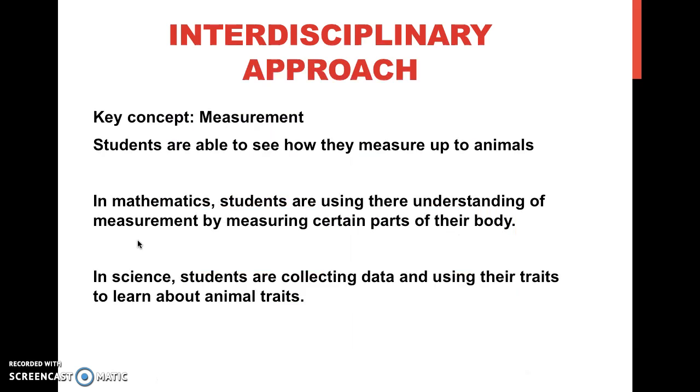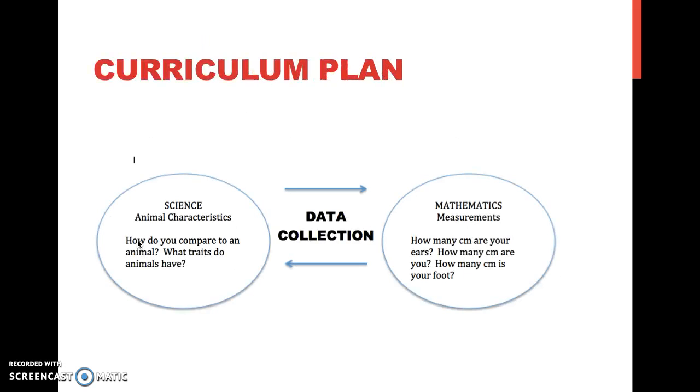For this activity, I thought it was an interdisciplinary approach. The key concept here is measurement. Students are able to see how they measure up to animals. So in mathematics, students are using their understanding of measurement by measuring certain parts of their body. And in science, they're collecting the data and using their traits to learn about animal traits.